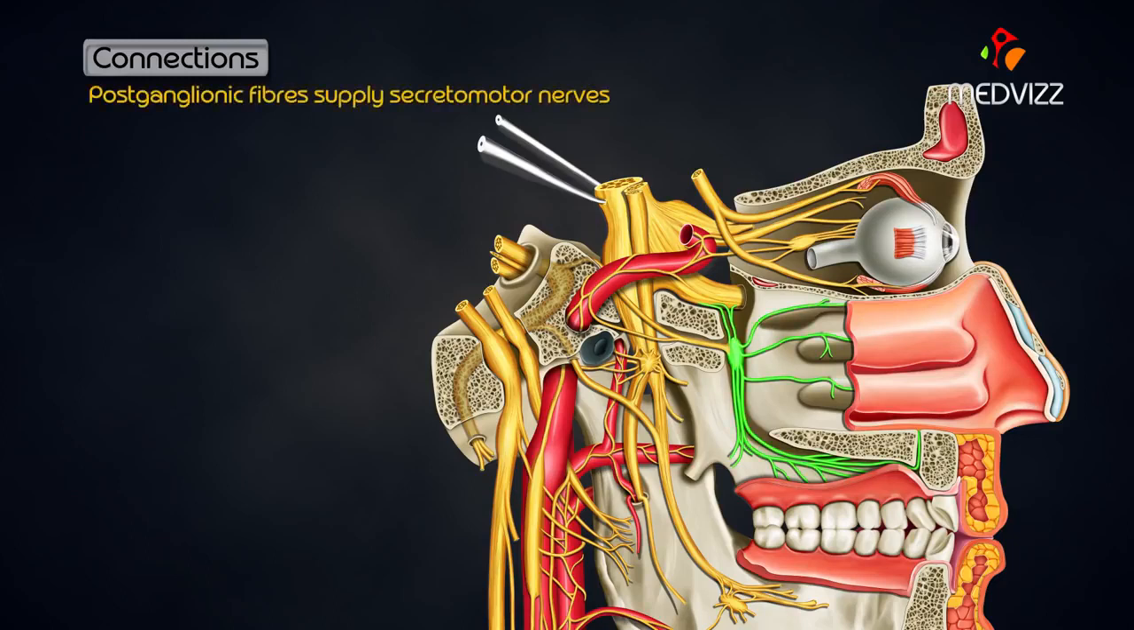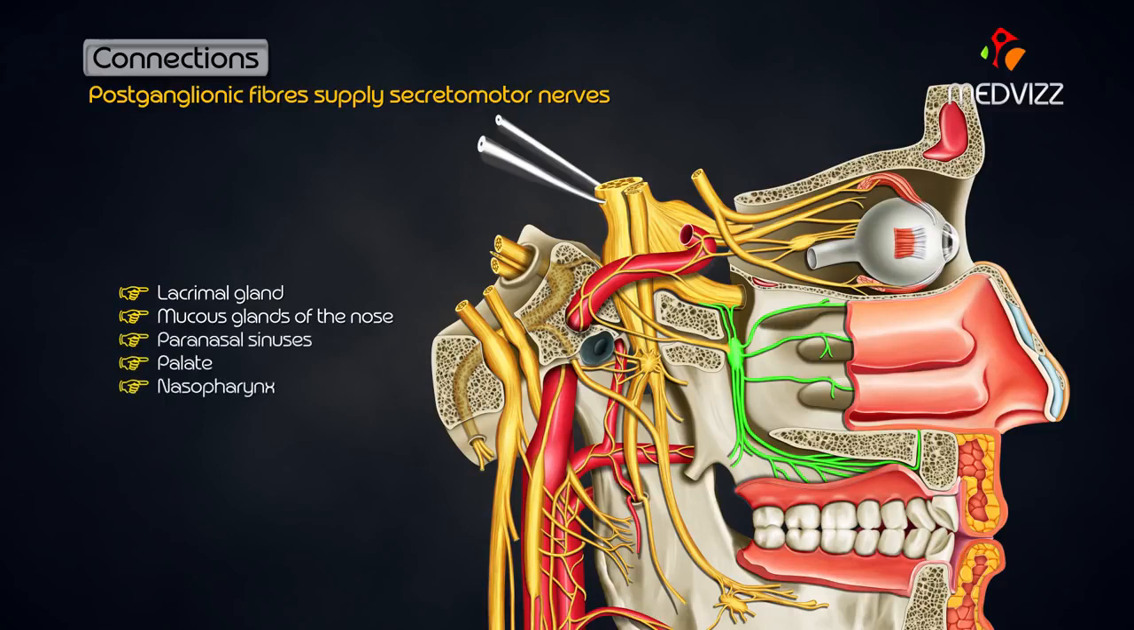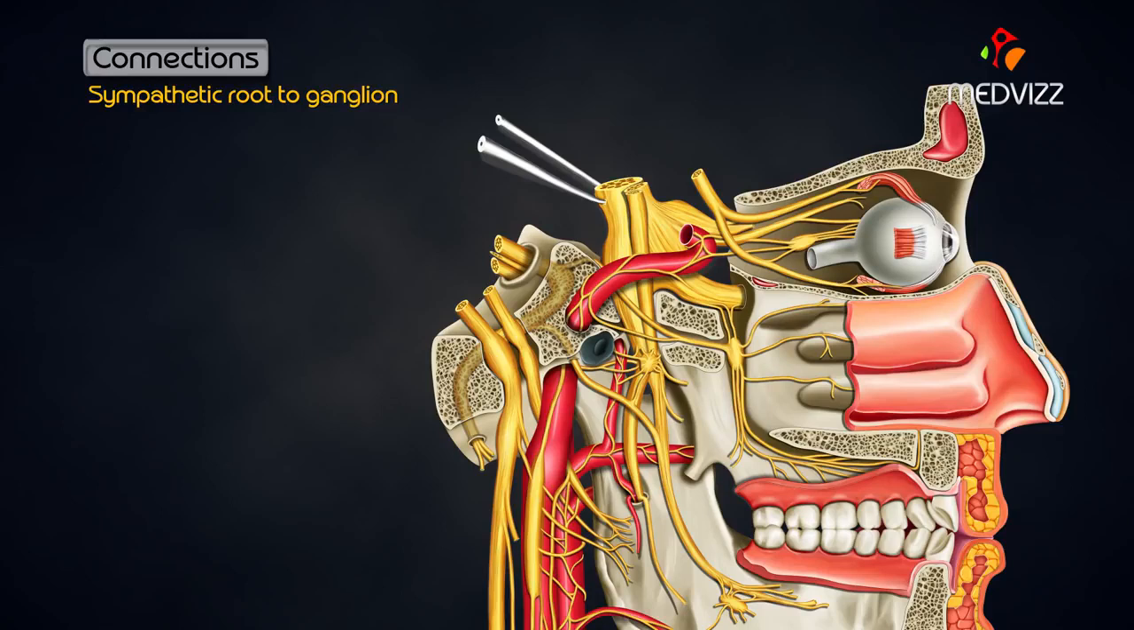Postganglionic fibers arise in the ganglion to supply the secretomotor nerves to the lacrimal gland and to the mucous glands of the nose, the paranasal sinuses, the palate, and the nasopharynx. The sympathetic root is also derived from the nerve of the pterygoid canal.